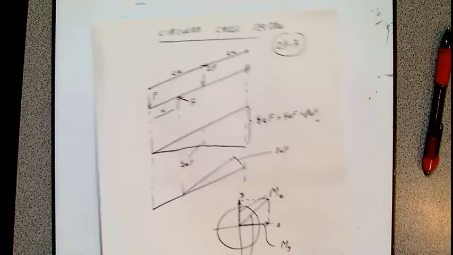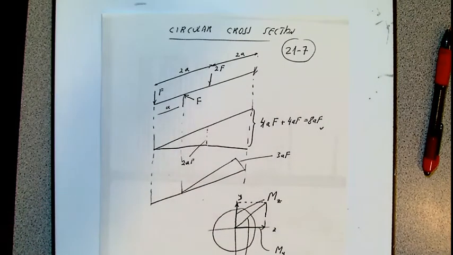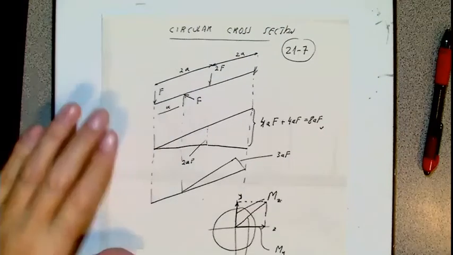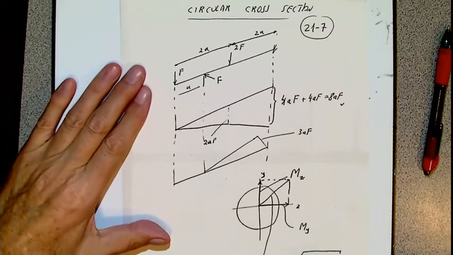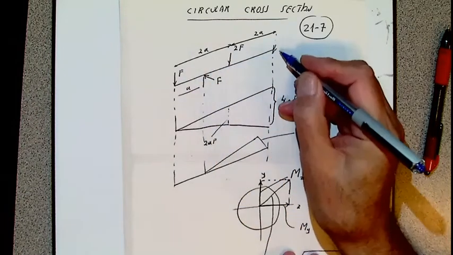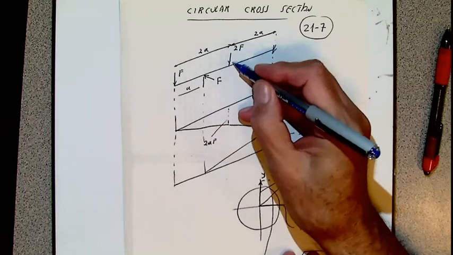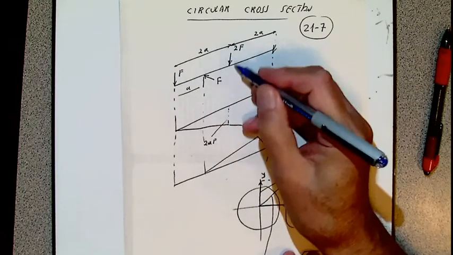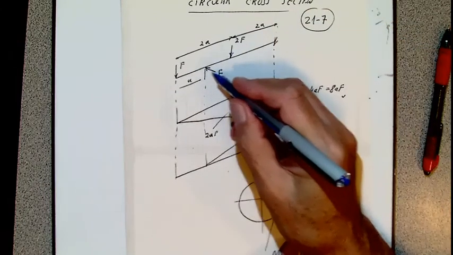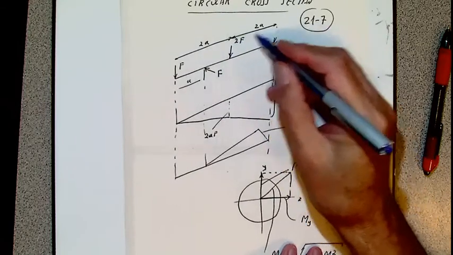What happens when we have a circular cross-section? Circular cross-section is an important consideration. So imagine we have this, and I am again considering a cantilever because it's easier. So loads F and 2F in the Y direction, and this F in the Z direction. So that is A, that is 2A, and this is 2A.